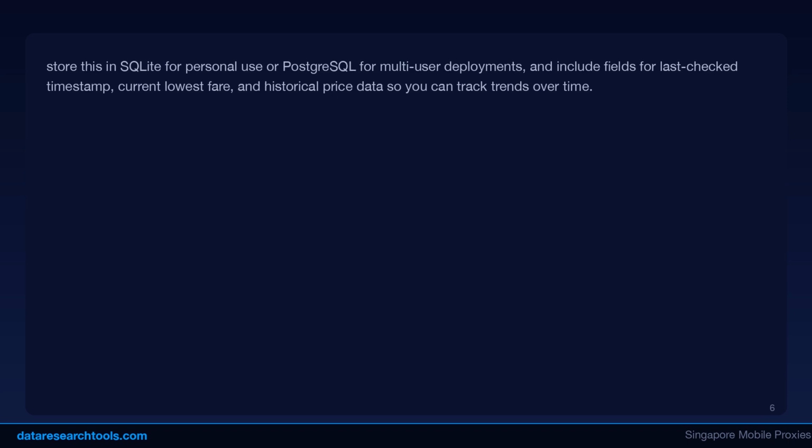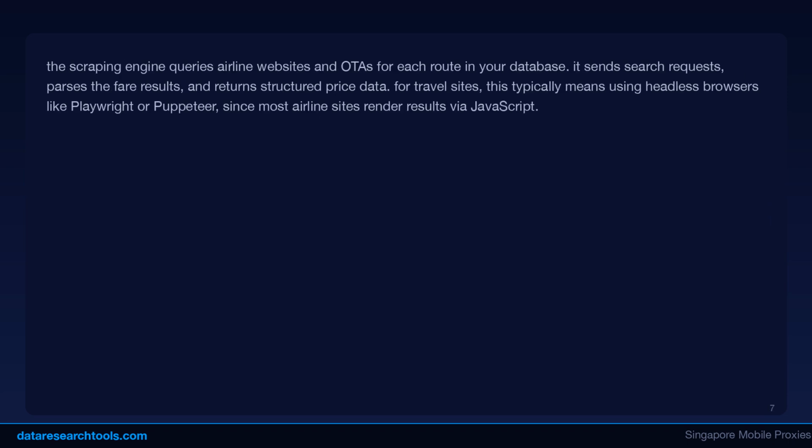It manages a pool of IP addresses, rotates them according to configurable rules, and handles failures by retrying with different IPs. This is the most critical component for sustained operation. Without proper rotation, your system will be blocked within hours.